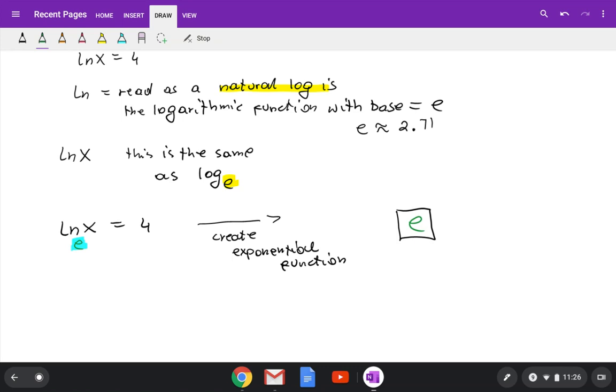And now, when you figure out what the base is, the other expressions or numbers will change position. So next to the base, your exponent is not going to be x anymore. It's going to be 4. So e to the power of 4 has to be equal to x. Okay, so this is the answer.